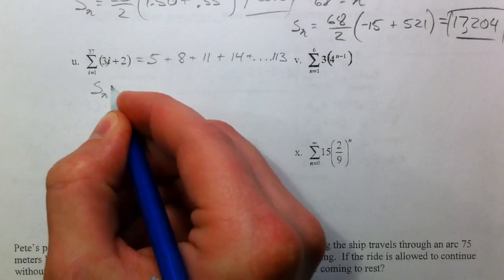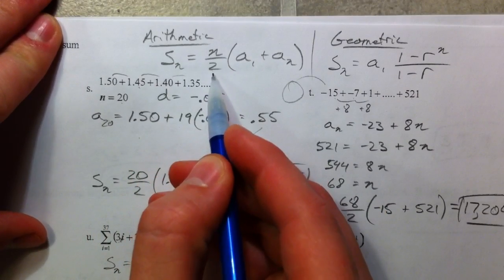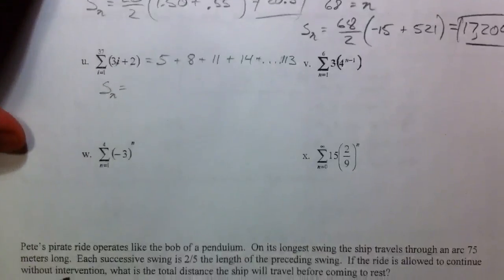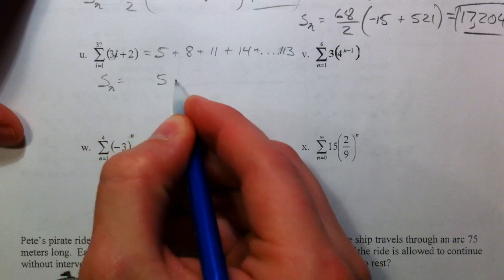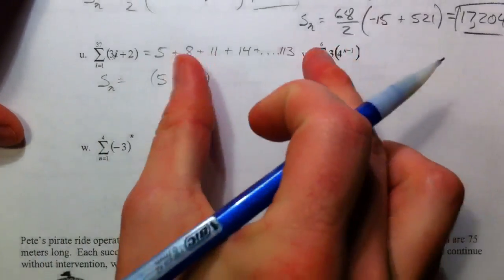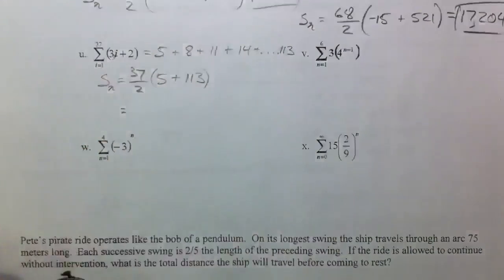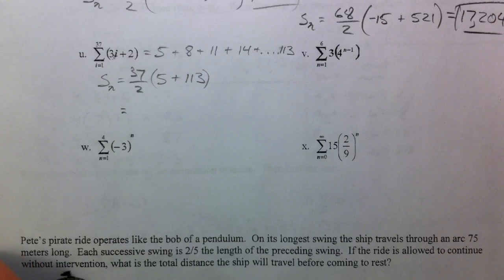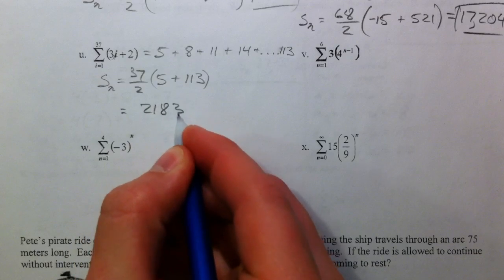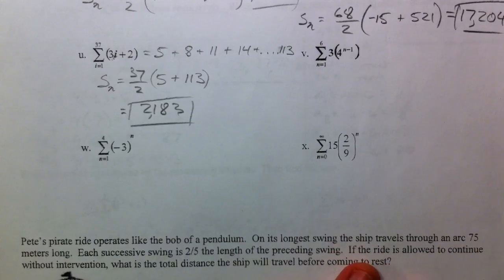So the sum is, once again, number of terms divided by 2 times our first term plus our last term. 5 plus 113. Those are going to add up to the same thing if you continue moving inwards. 37 over 2. It still works even if you have an odd number. And so that adds up to 2,183, all 37 of those numbers. But because we're using a pattern, it helps.